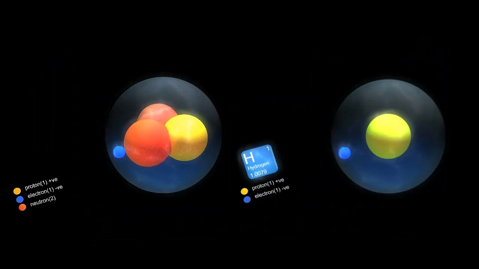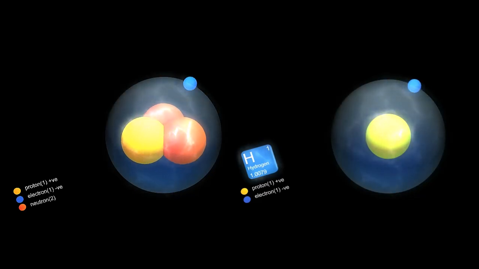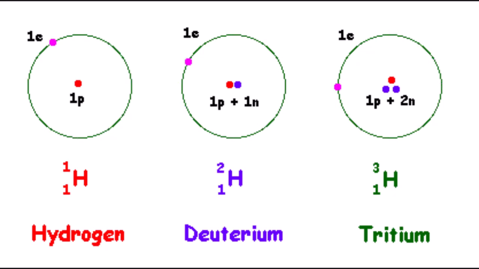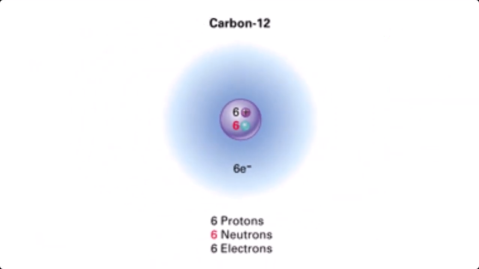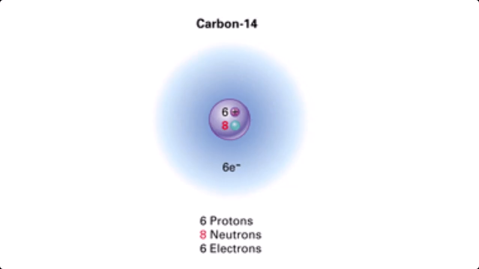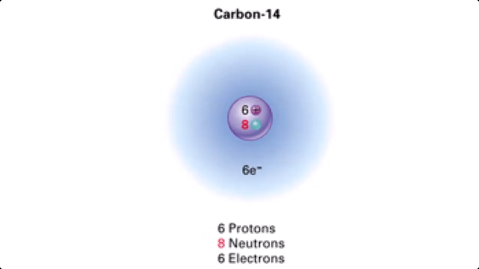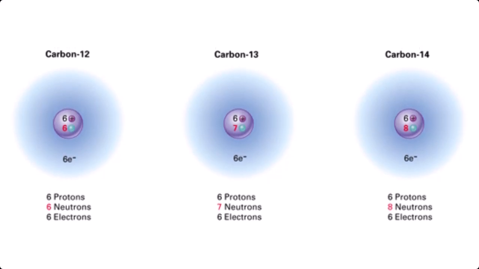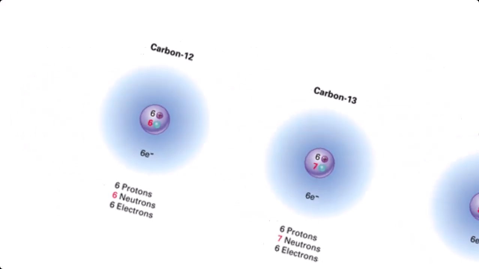When atoms differ from one another according to their numbers of neutrons, they are considered isotopes. The different isotopes of an element have the same number of protons, but they differ in the number of neutrons. For example, carbon-12 has 6 neutrons and 6 protons. Carbon-13 has 7 neutrons and 6 protons, and carbon-14 has 8 neutrons and 6 protons. All 3 isotopes have 6 protons. Otherwise, they would not be identified as carbon.